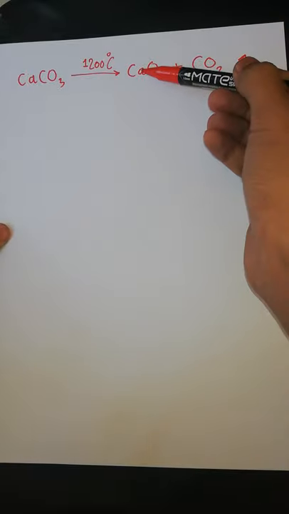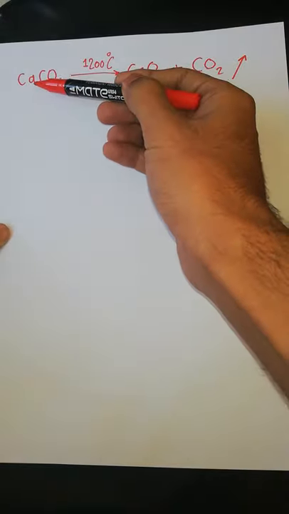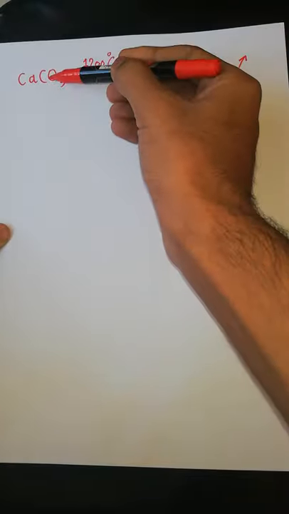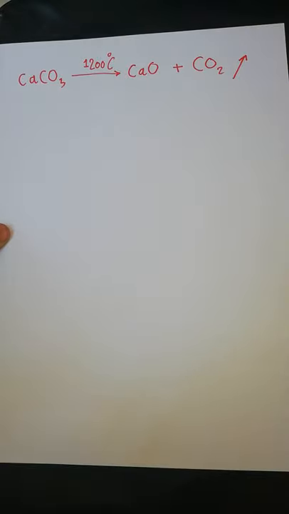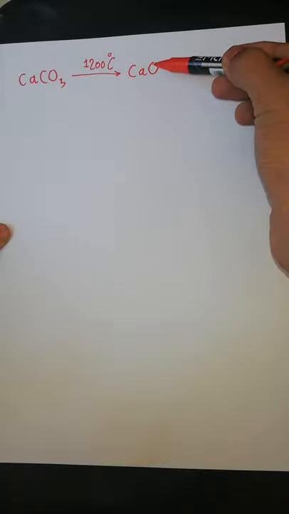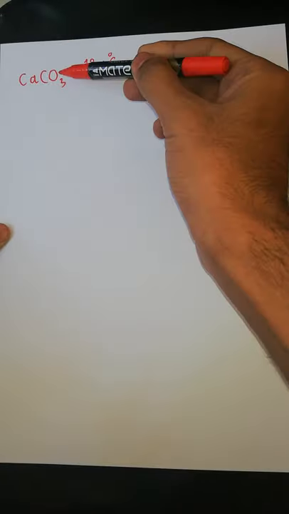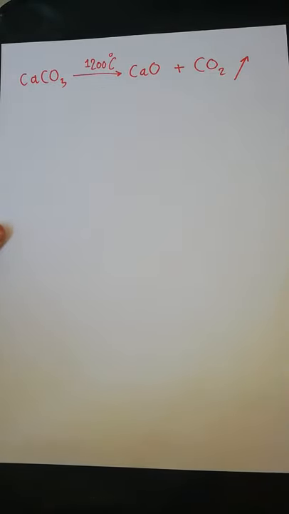Let's check. Is this equation balanced or not? How many calcium here? One. How many calcium here? One. So calcium is balanced. How many carbon here? One. How many carbon here? One. So carbon is also balanced. How many oxygen here? Two. How many oxygen here? One. So three oxygen, one plus two. Three oxygen here. How many oxygen here? Three. So this equation is balanced.